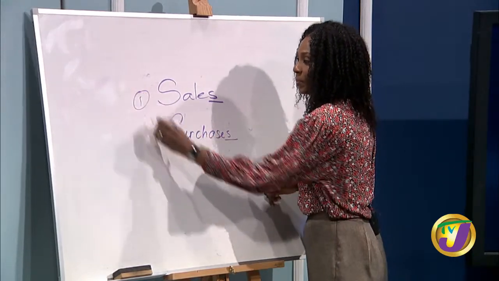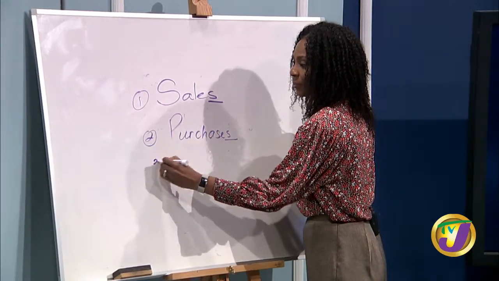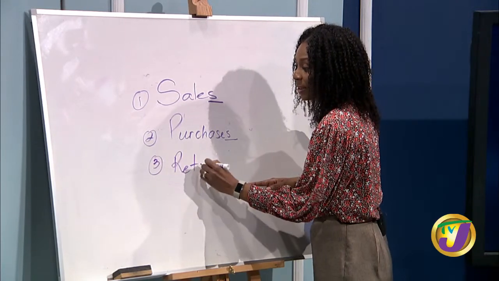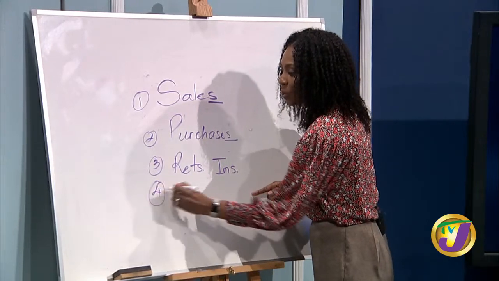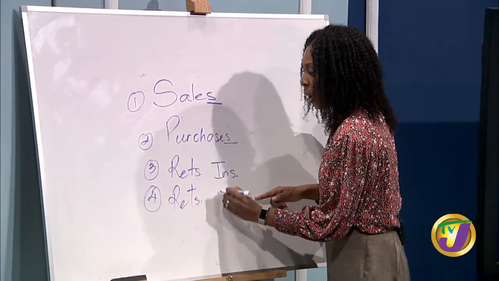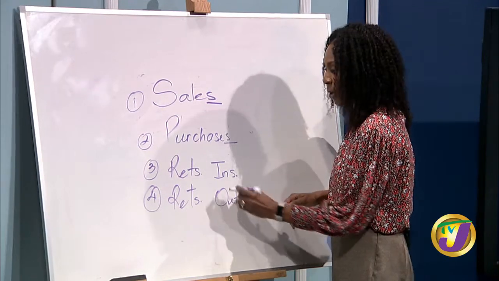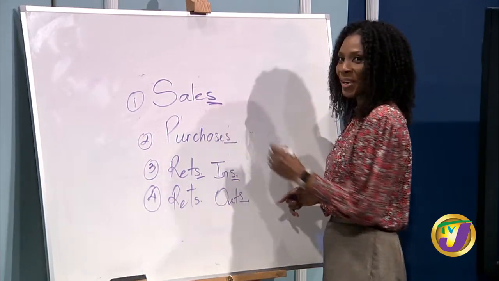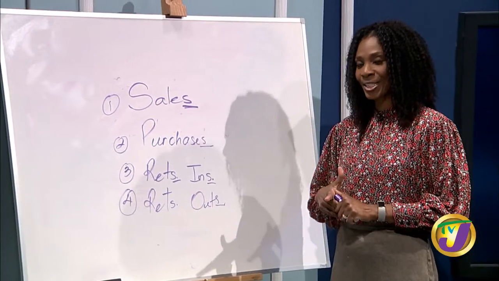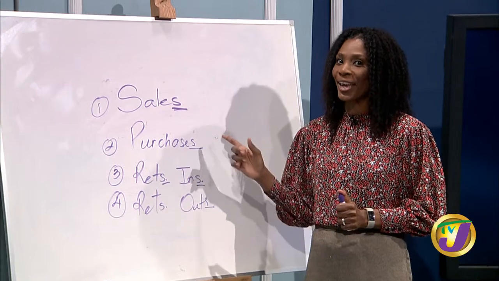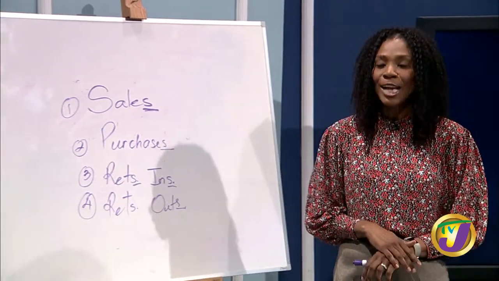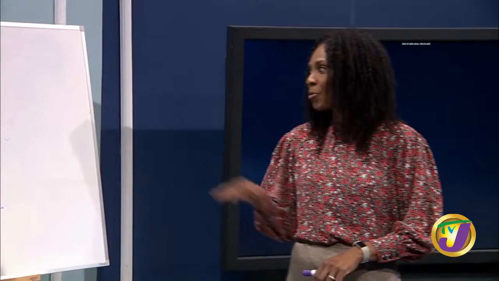purchases, returns inwards, and we also have returns outwards. I love to point out the S, because the S represents the letter that starts the word stock, doesn't it? So don't forget, our 4 accounts that track the movement of stock are sales, purchases, returns inwards, and returns outwards.